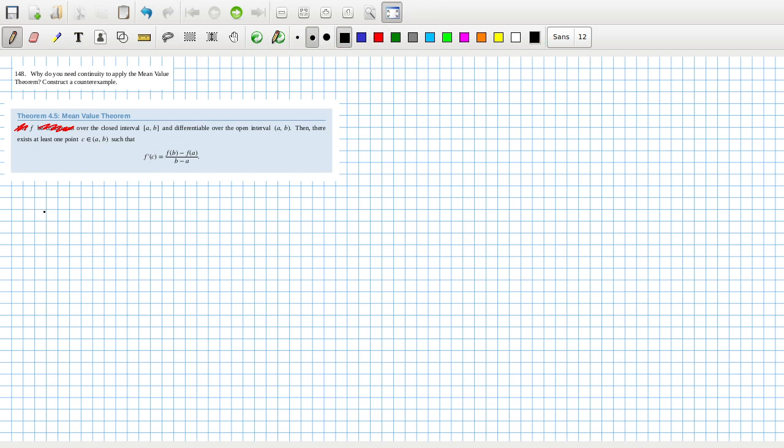Well, let's take a function. Let's try and keep it simple. Let's say f(x). Let's keep it very simple. a equals 0, b equals 1, f(x) equals 1 if x is between a and b, and 0 if x equals a or x equals b.